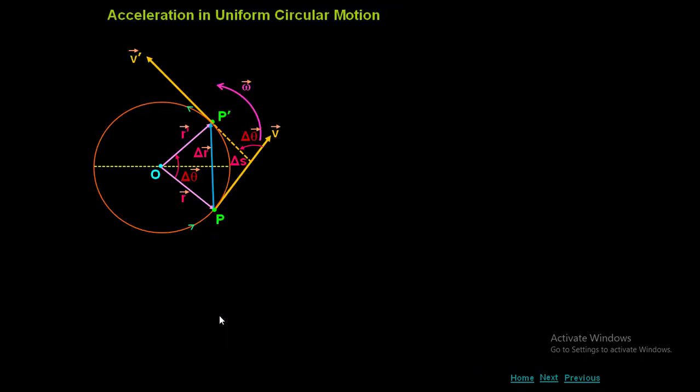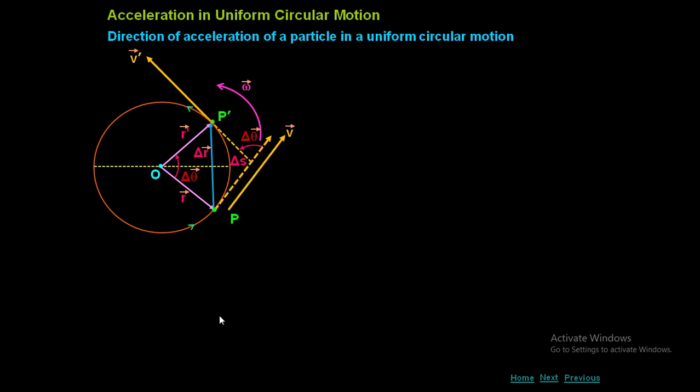Acceleration in uniform circular motion. As we already mentioned, whenever a particle moves along a circular path, the magnitude may remain the same, but the direction is going to change. Whenever the direction of velocity changes, the velocity changes, so there is acceleration. So what is the acceleration in uniform circular motion? Direction of acceleration of a particle in uniform circular motion.